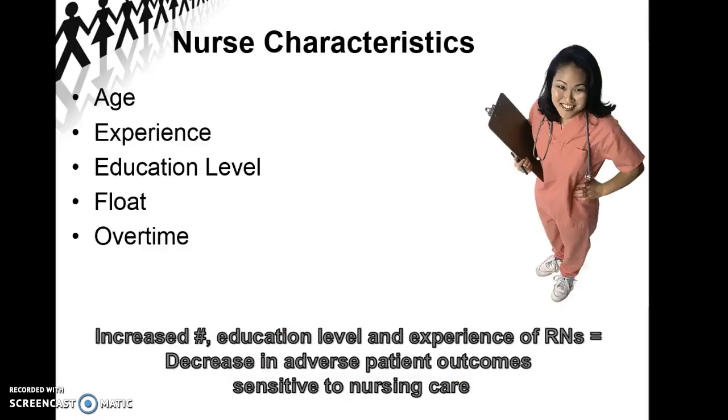So what do we look like? If we have an increased number of nurses with a good educational level and a good amount of experience, we improve patient outcomes because there's a decrease in adverse events sensitive to our nursing care. A few slides ago, we talked about the nurse sensitive indicator. So all of these things come into play. And we saw that with the Julie Towel example.